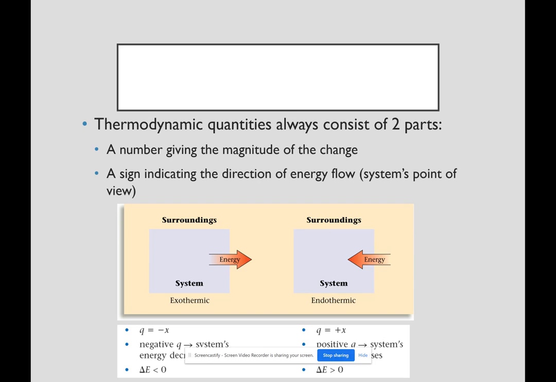So if you have an exothermic process, the system is losing energy. The total energy of the system goes down. And so you show that with a negative value. You cannot have negative energy just like you can't have negative mass, but we show that energy is being released by having a negative value. In an endothermic process, it's a positive value. The system is absorbing energy, so the total energy of the system goes up. So q would be positive.